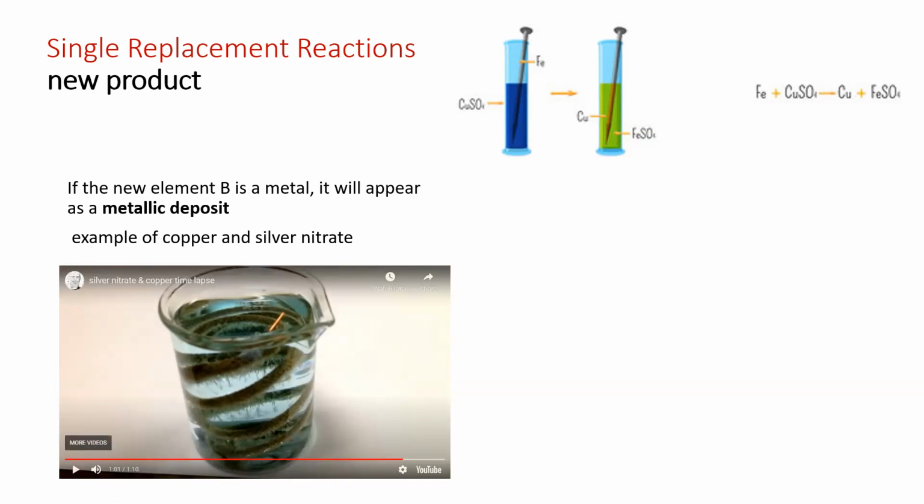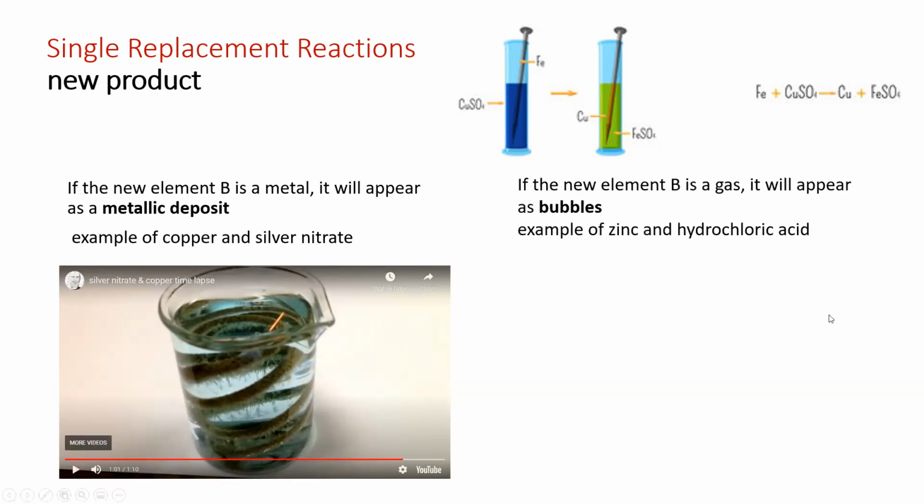Okay. But let's take a look at another possibility when the new product that formed is a gas. This can happen when your product is hydrogen.